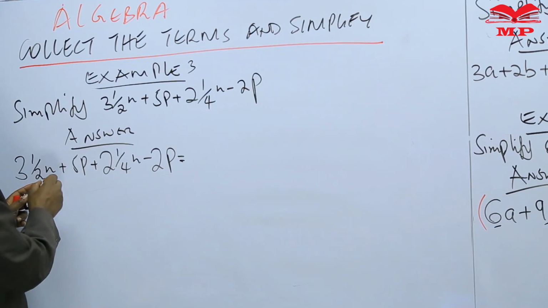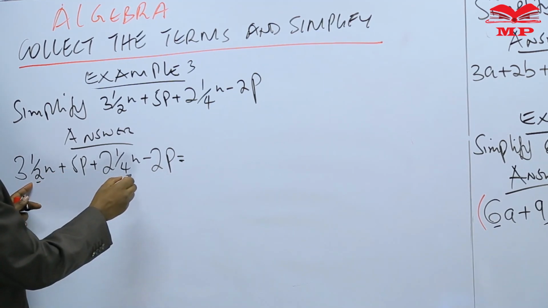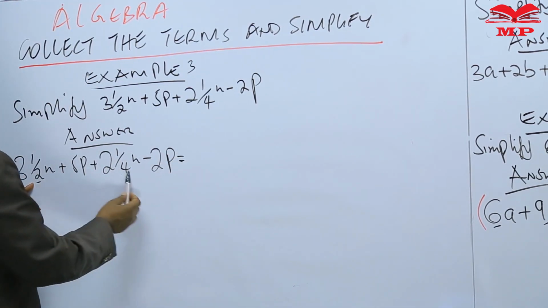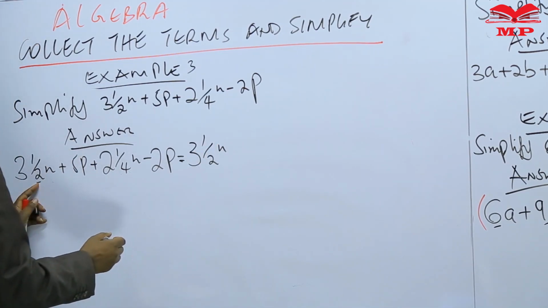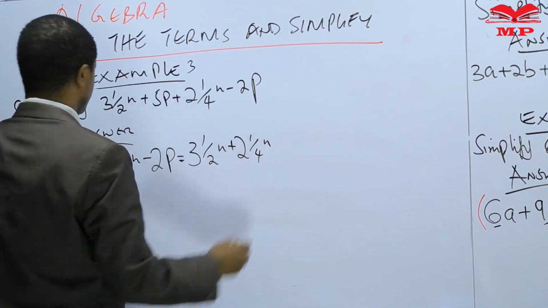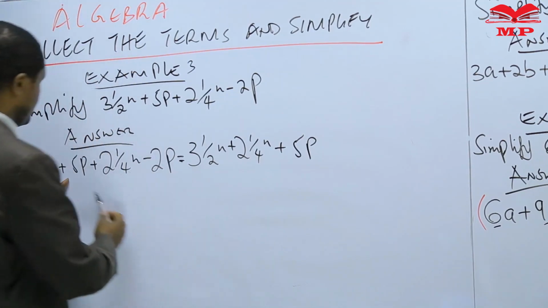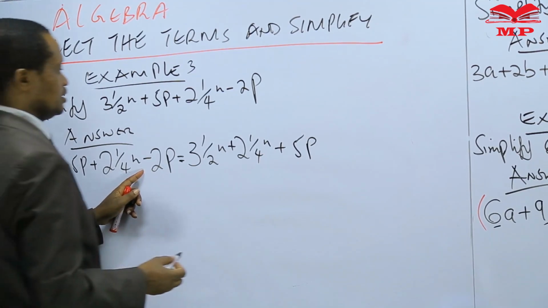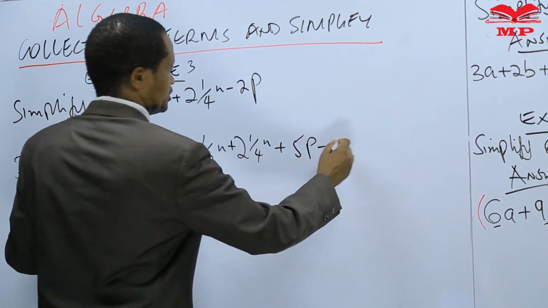3 1/2 n, then you have 2 1/4 n. Those ones, we put them together, collect them, because these terms both have the letter n. So 3 1/2 n plus 2 1/4 n, plus 5p minus 2p. 5p and 2p are the same kind, they should be collected together.